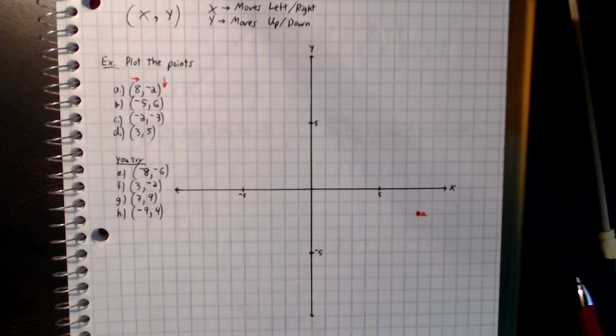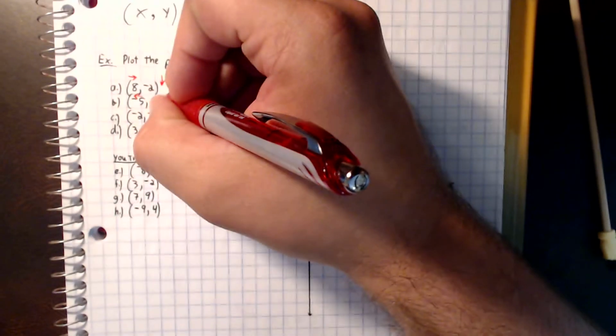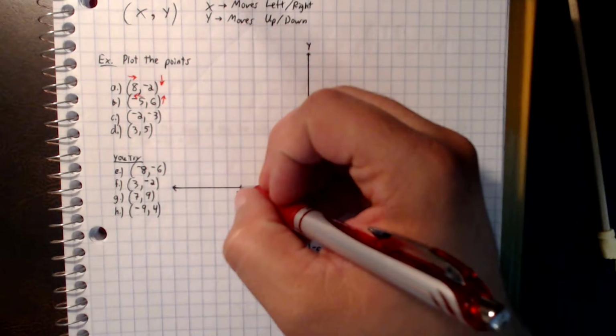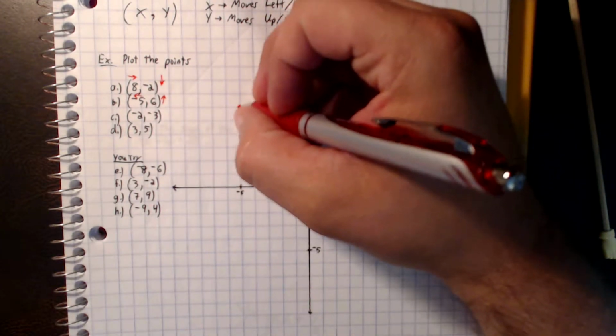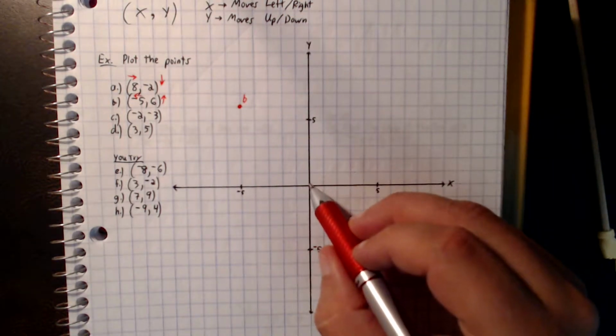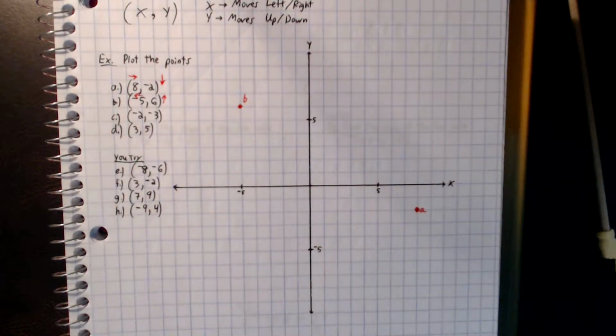Okay, point B, it says negative 5, so we move left. Positive 6 will tell us to move up, so we move 5 left and then 6 up. That is point B. Notice, by the way, every time we started back here, this is called the origin. It's where you start, your original starting place.